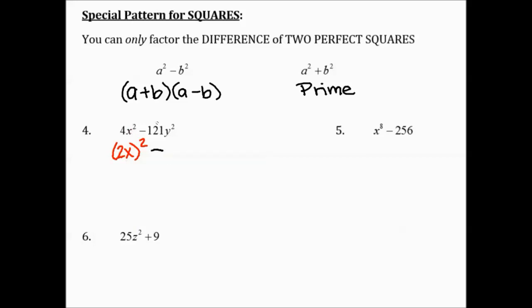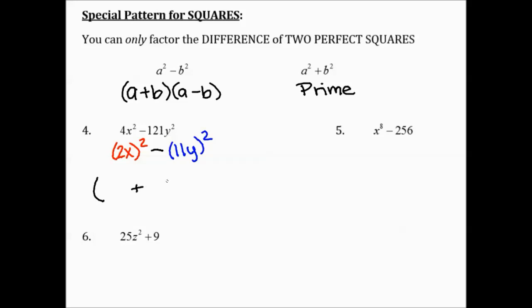In the second term, I have 121y squared. 121 is 11 squared. And clearly, y squared is just y squared. So I'm going to take 2x and plug it in for a, and 11y and plug it in for b.